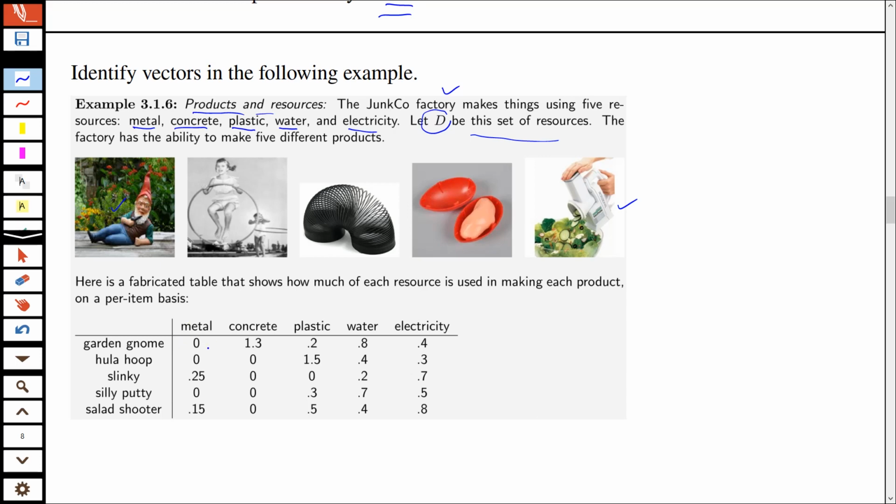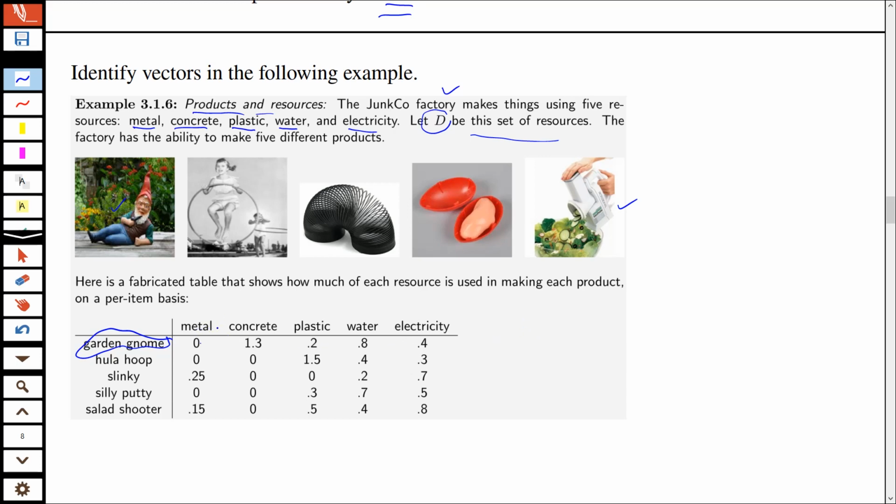So this doesn't use any metal, so that is 0. It does use some concrete, 1.3 in some units, and it uses plastics in that amount, water in that amount, electricity in that amount. So now this is actually an item, a product. Now I can define a vector. Actually, it's a function now.